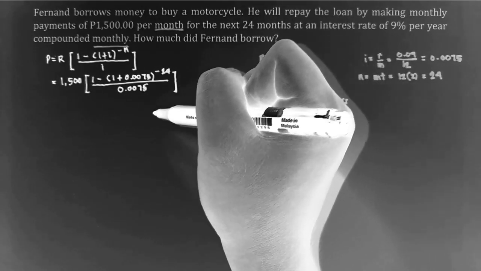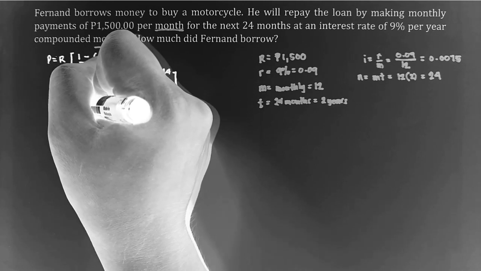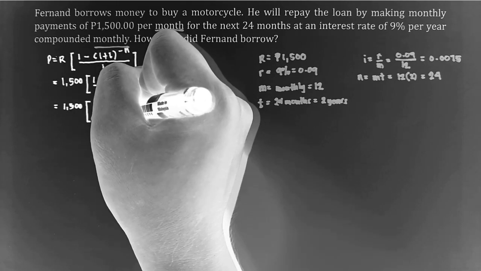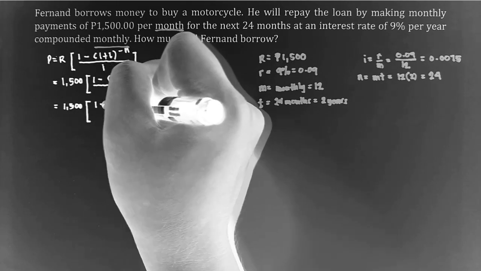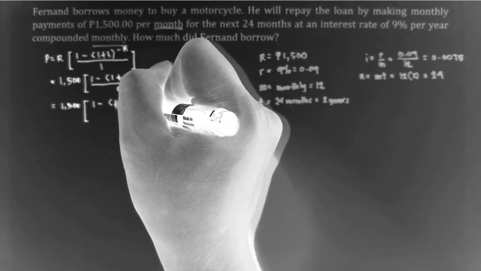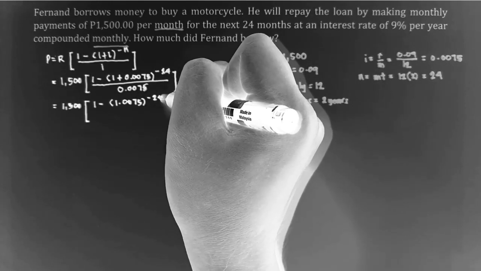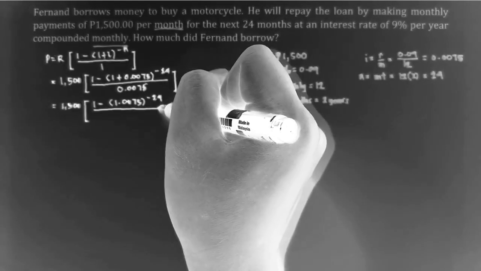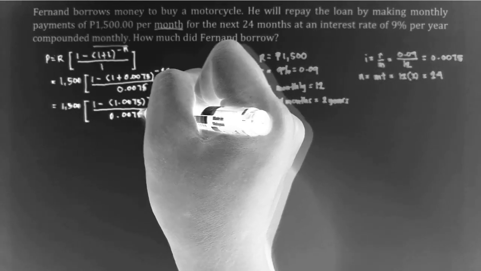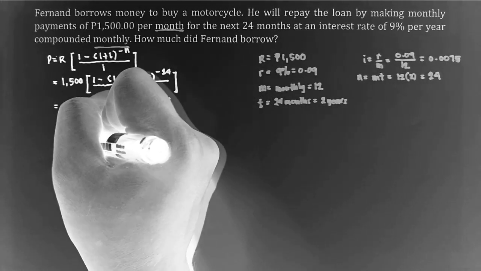So kagaya lang din ng mga nauna nating ginawa, simplify natin yung ating numerator. So we have here 1,500 times 1 minus 1 plus 0.0075. So that is equal to 1.0075 raised to negative 24 over 0.0075. Continue lang natin yung ating pagsisimplify.